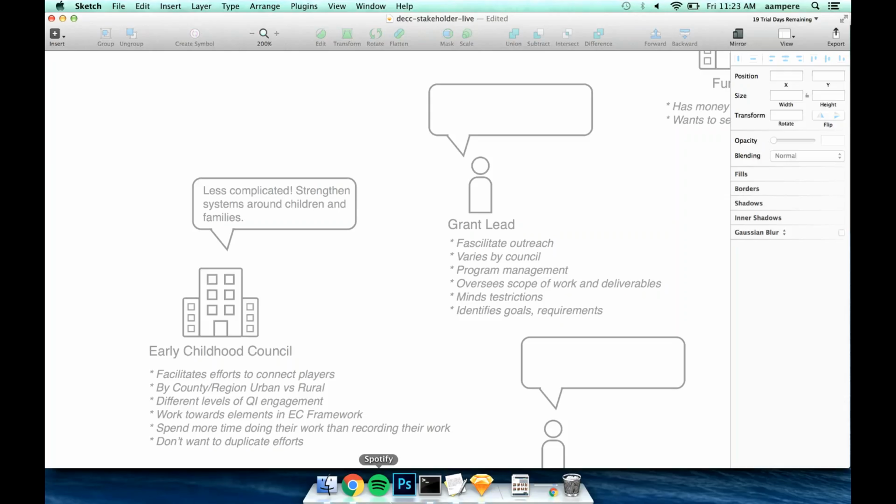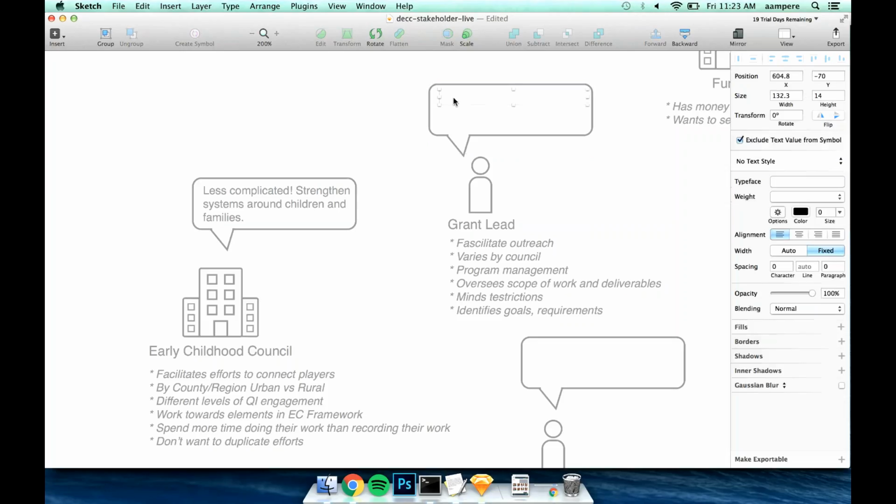But I think that this role could be, for many councils, the grant lead could play multiple roles. The grant lead might also be the executive director and the quality improvement navigator. Right, and so as we've talked about this for the past couple of years, we think about things like hats. Many people wear more than one hat; roles are the same.